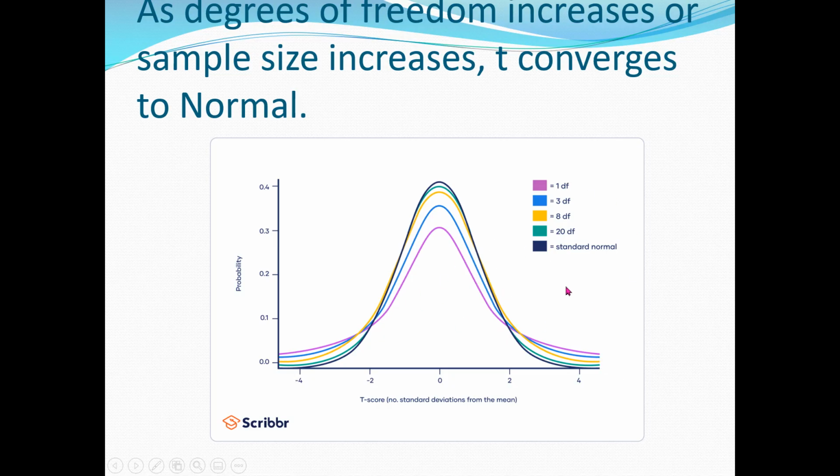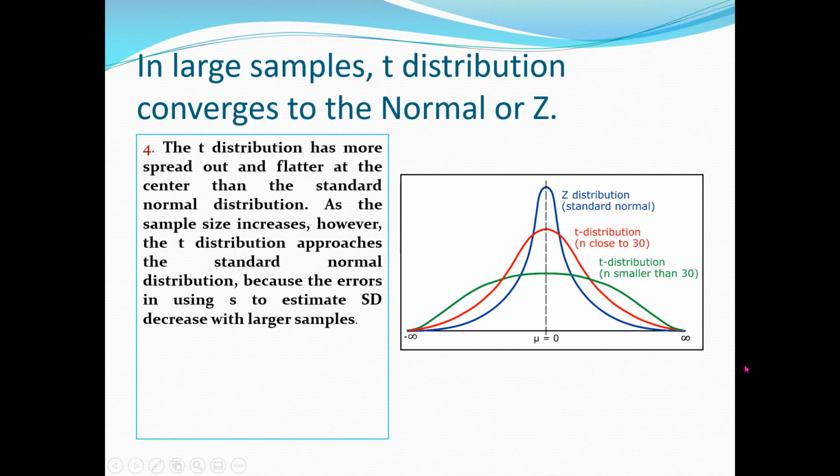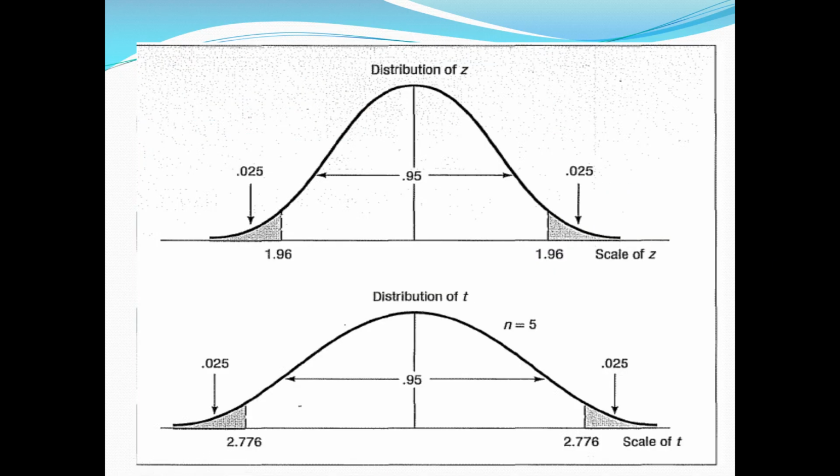The point of discussing this graph here is that as the sample size increases, the t distribution behaves just like the normal distribution. So in a large sample, the t distribution converges to the normal distribution. Otherwise, you can see that the t distribution is relatively flatter. For example, in small samples, the t distribution is relatively flatter and wider. So this is a comparison of z and t distribution. Once again, in this diagram you can see that the t distribution is flatter and wider.